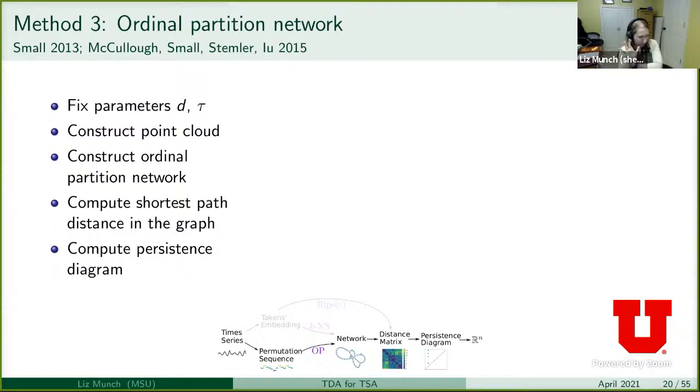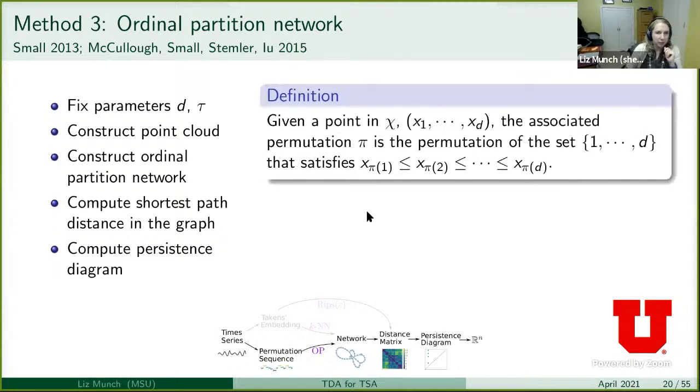So again, fix parameters d and tau in advance. I can construct my point cloud embedding, but what I can do is construct what's called the ordinal partition network. That's the only thing that's switched in here. Everything else is the same. So what's the ordinal partition network?